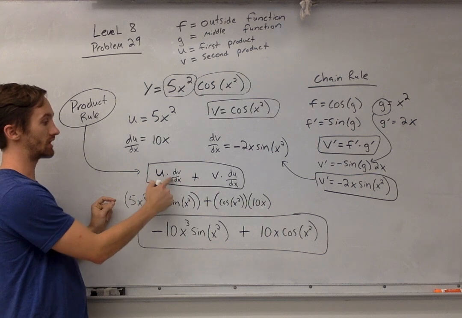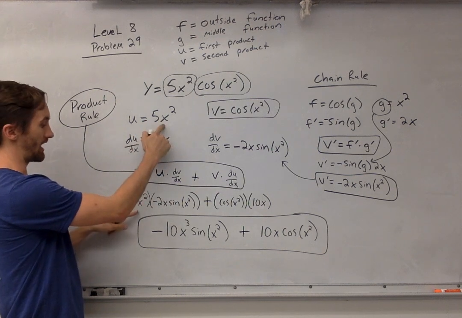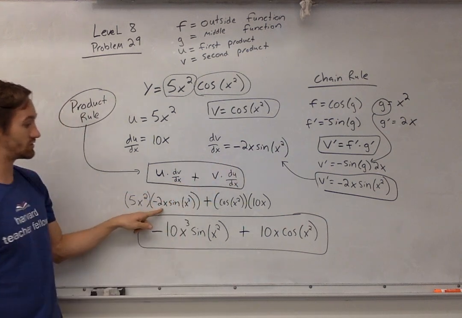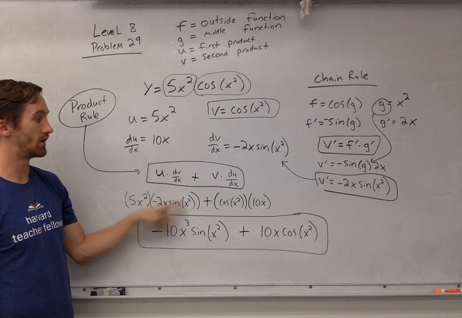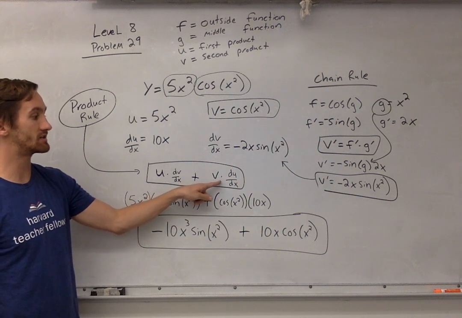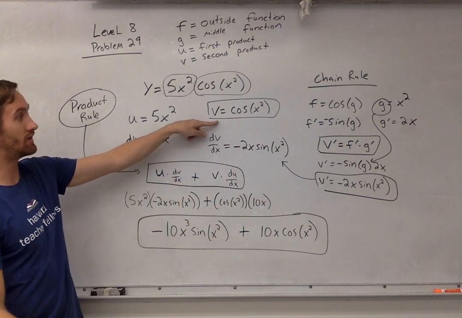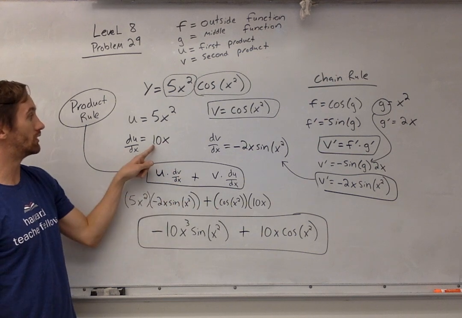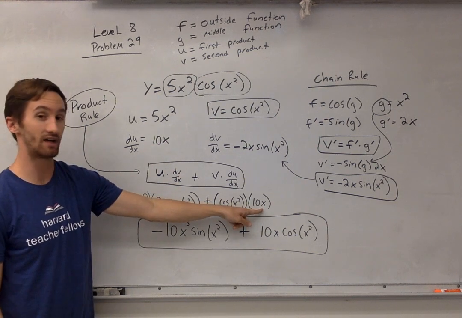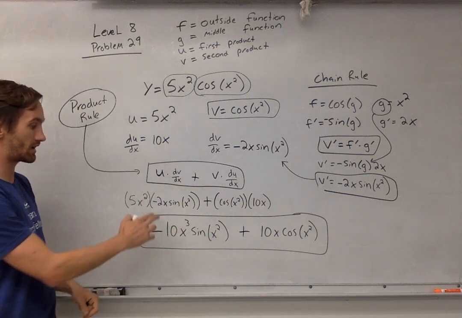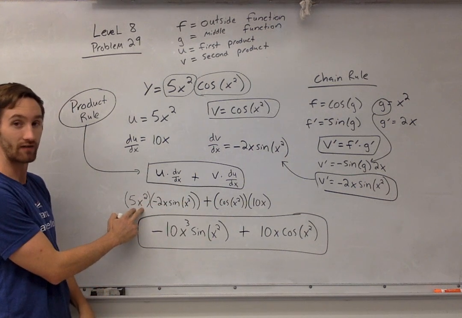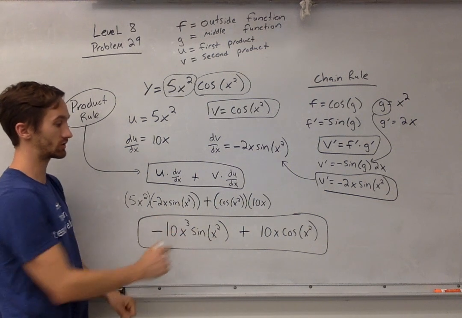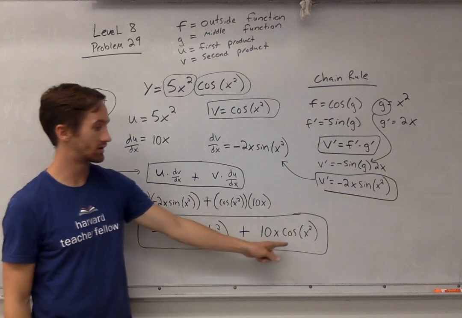So we've got u times the derivative of v. U was 5x squared. The derivative of v, which we just found, was negative 2x sine x squared. All of that plus v times du. So v, which is cosine x squared, times the derivative of u, which is 10x. And I just do a little bit of simplifying. Negative 2x times 5x squared is going to give me negative 10x cubed times sine x squared plus 10x cosine x squared.